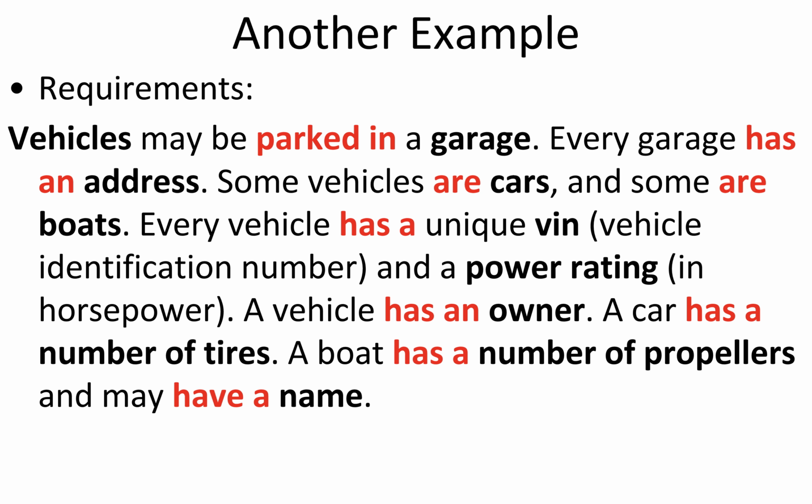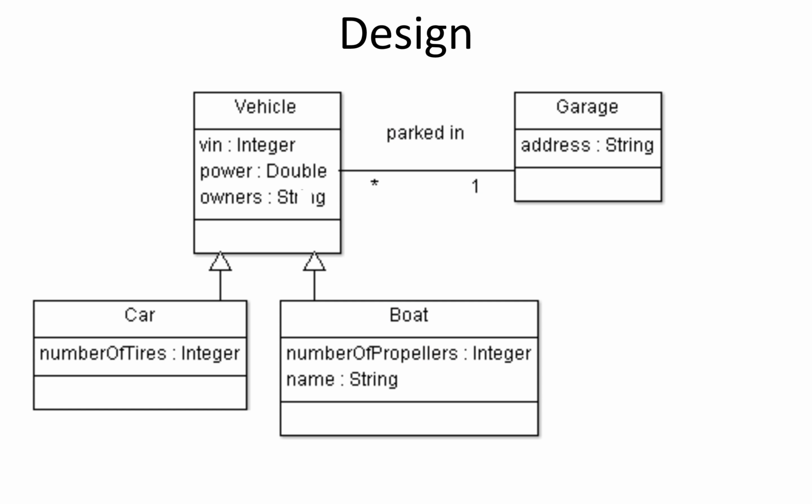Another example where you have vehicles parked in a garage. Again, these are nouns, verbs, nouns, verbs. You're looking for these clues, right? And has an, right? Those are relationships that those are clearly foreign keys and primary keys.